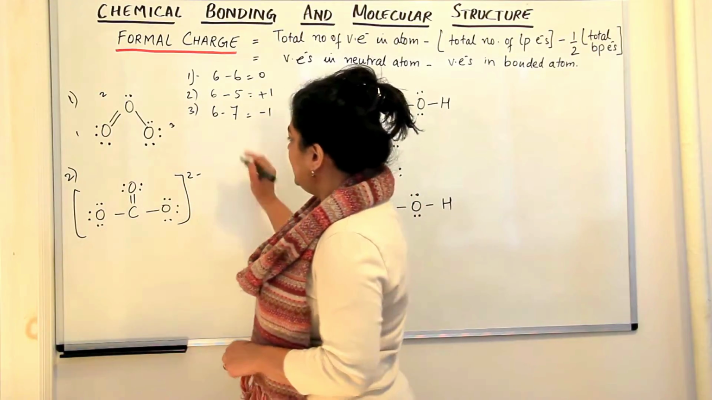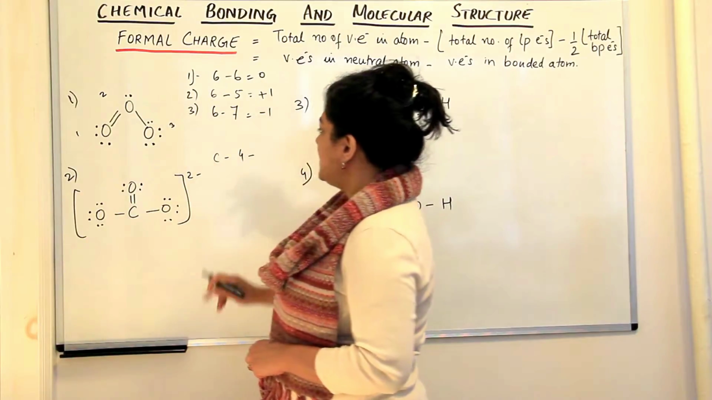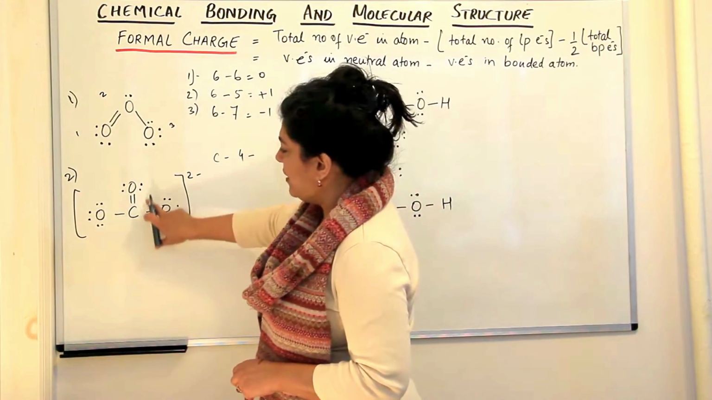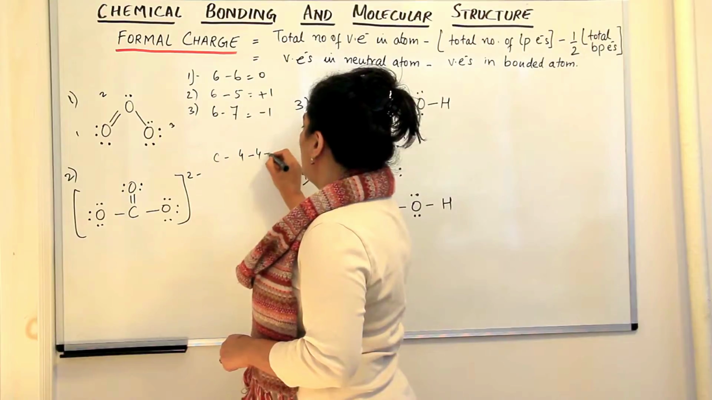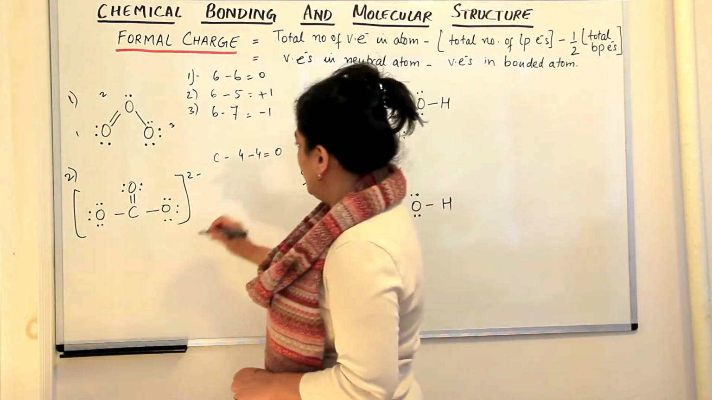Carbon has 4 electrons. And 4 minus, how many electrons does it seem to have here? 4. So 4 minus 4 is 0. Carbon appears to have a formal charge of 0 in this compound.